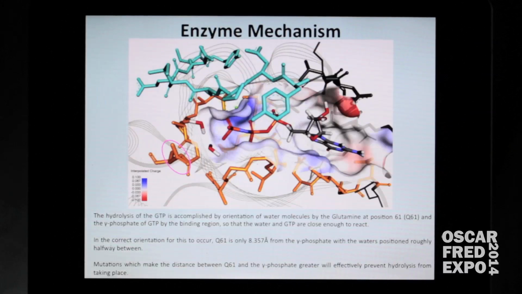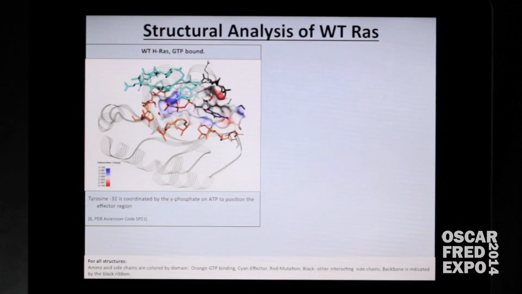orders of magnitude. Zooming into the active site, we see circled in pink here the glutamine at position 61, which is responsible for hydrolysis. The gamma phosphate of the GTP is positioned both by the GTP binding region and also by one of the two water molecules coordinated by the glutamine at 61. One water molecule will be used to orient the oxygens on the phosphate, and the other will be used to cleave it from the GTP. Mutations which disrupt the distance between Q61 and the gamma phosphate will effectively prevent hydrolysis from taking place.